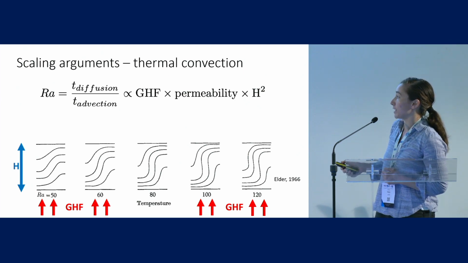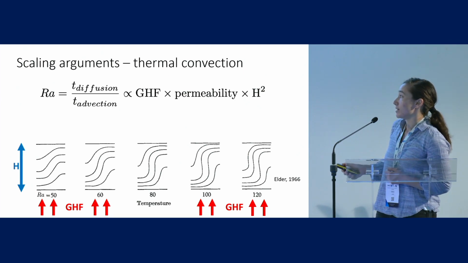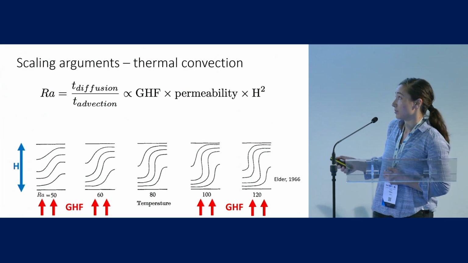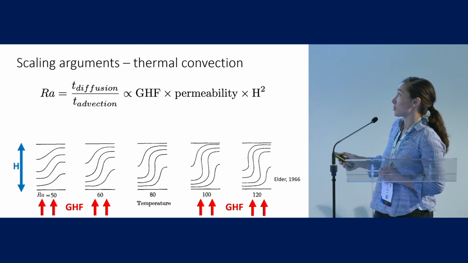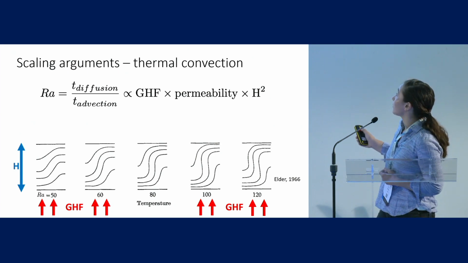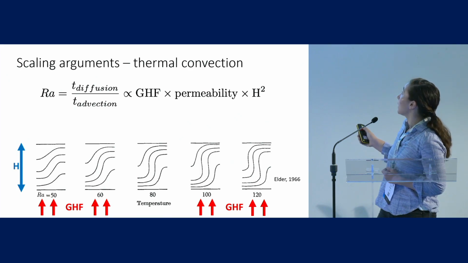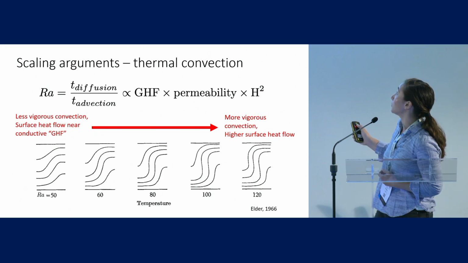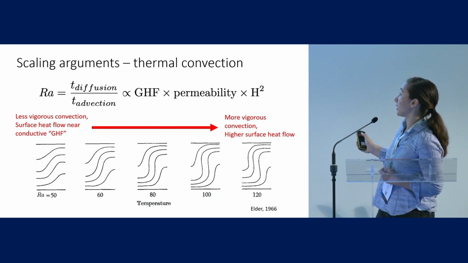In this cartoon of different isochrons in plates of increasing Rayleigh number, we see that at low Rayleigh number, we approach a linear conductive temperature profile. As we increase the Rayleigh number, we develop more vigorous convection and thermal boundary layers at the top and bottom, implying that the gradient of temperature at the top, and therefore the heat flux that the ice sheet would feel, presumably will be higher under greater Rayleigh number.